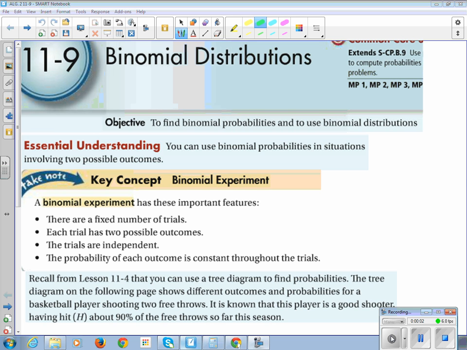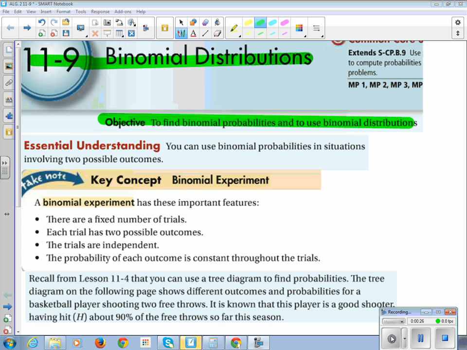All right, so this is chapter 11, section 9, called binomial distributions. We've seen the word binomial before. It is a polynomial with two terms, and usually we raise it to a certain power. We did the little Pascal's triangle with this last time we saw it. Our learning objective is to find binomial probabilities and to use binomial distributions. We were using Pascal's triangle to multiply out binomials, and now we're going to use it in application with probabilities.